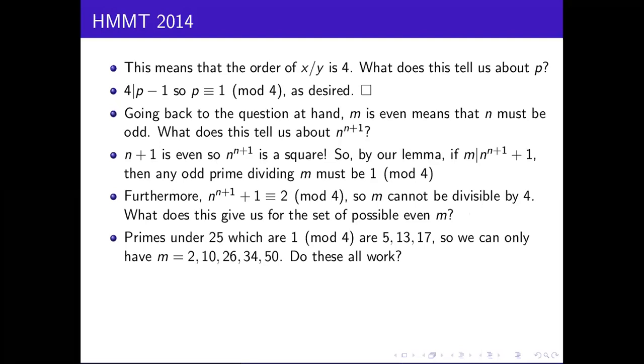So given these two constraints, we can just list out all the possible m under 50 which work. Those are 2, 10, 26, 34, and 50. These are the only possible even m which could work, but we haven't shown that they work yet.